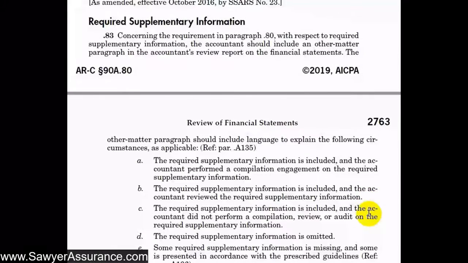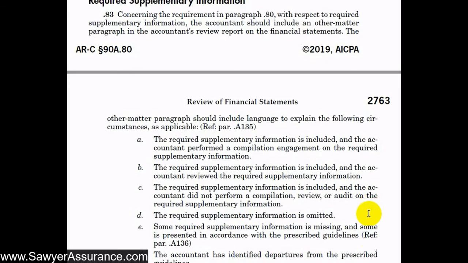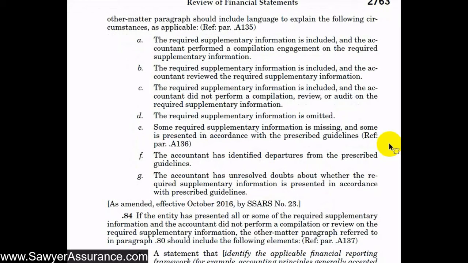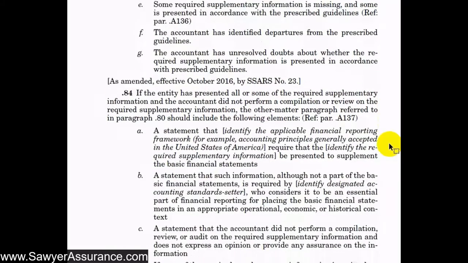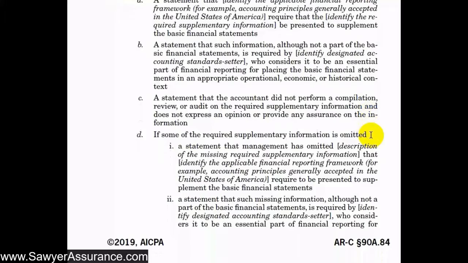And so, in general, if there is required supplementary information included with the financial statements, or supposed to be included with the financial statements, we have to include another matter paragraph. And there's a lot of different routes we could take with it. We either say that we reviewed or compiled or audited that supplementary information, or that we didn't. We either say that the management has included it fully and completely, or that they have not. But in all cases, we should say that the required supplementary information is part of, or is required by, the financial reporting framework established by the standard setter.